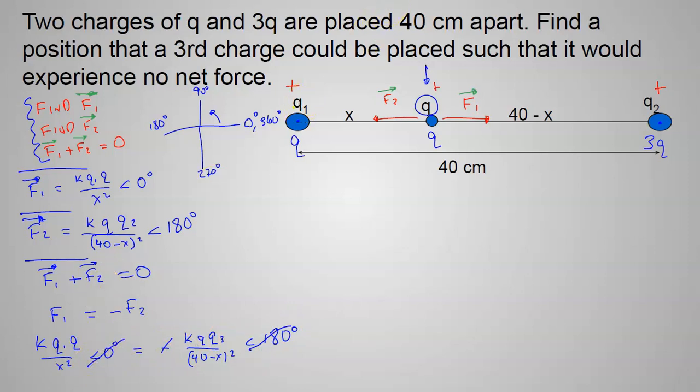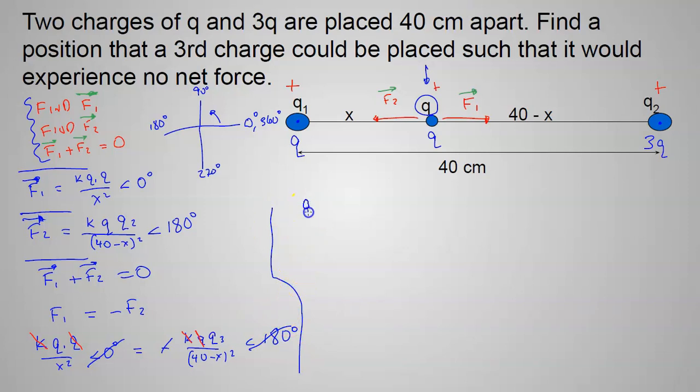Alright, there's some other stuff I could cancel here. I have a k on the left and a k on the right. I have q on the left. I have q on the right. So that gets us pretty far down the road. If I'd remembered to put in the 3q, I could have done a little bit more. So let me do that, and that will simplify this thing even more.